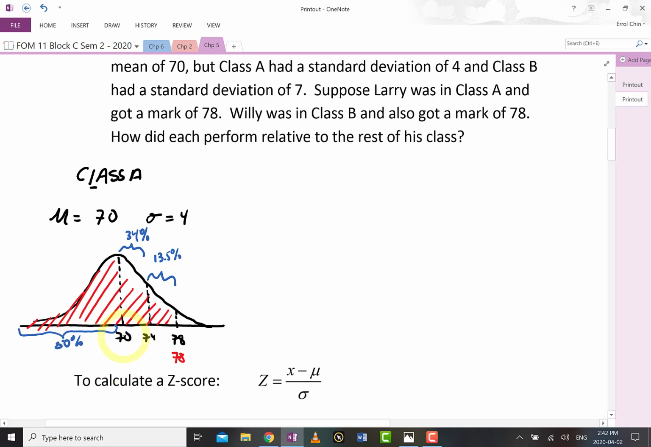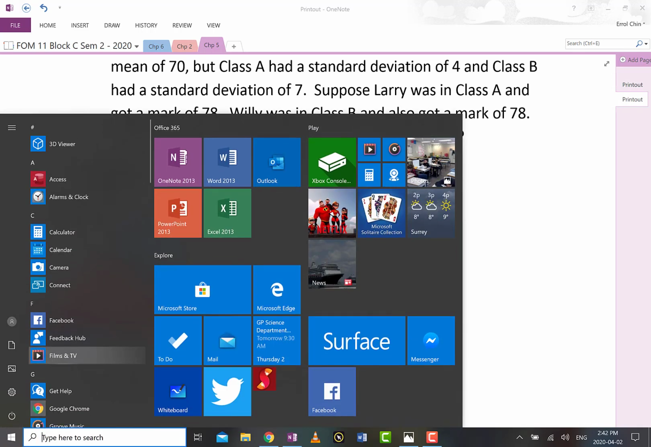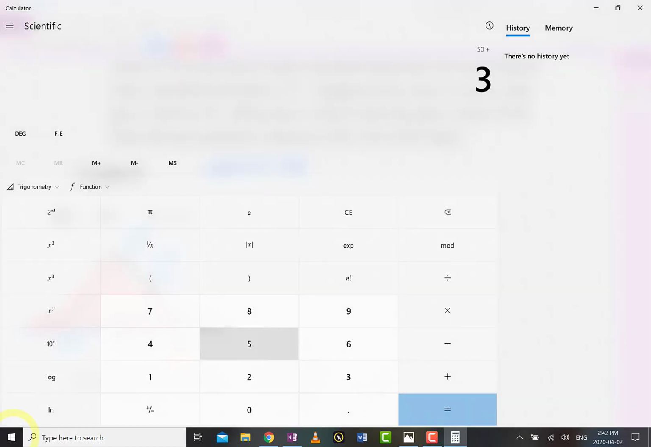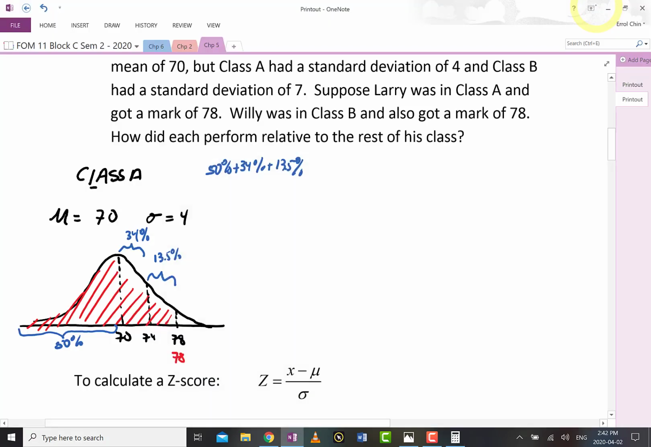Well, Larry would have beaten 50 plus 34, that is 84, plus 13.5, that is 97.5%. Right? So he beat 50%, plus he beat another 34%, plus he beat 13.5%. And just to make sure that our calculations are correct, I'm going to take my calculator out, and that's going to be 50 plus 34 plus 13.5. Yeah, so he beat 97.5% of the kids in his class.